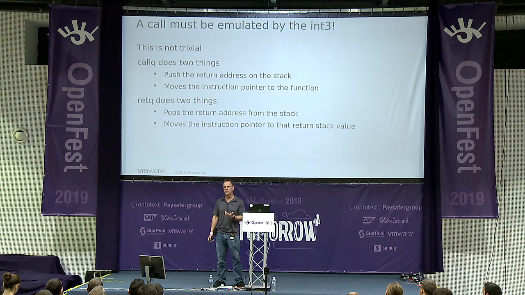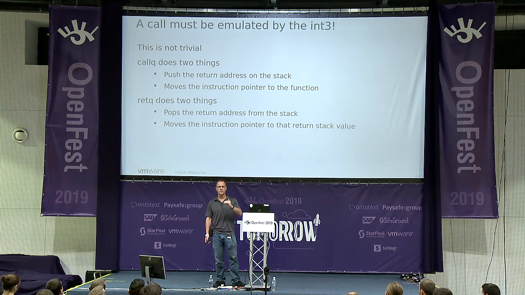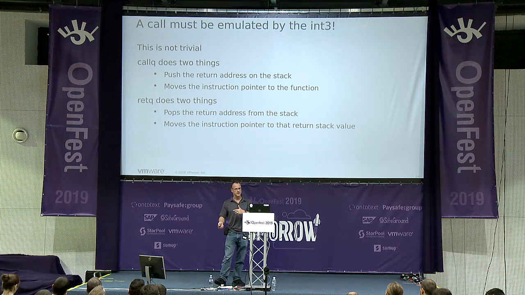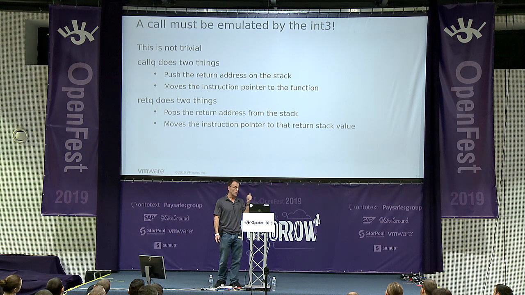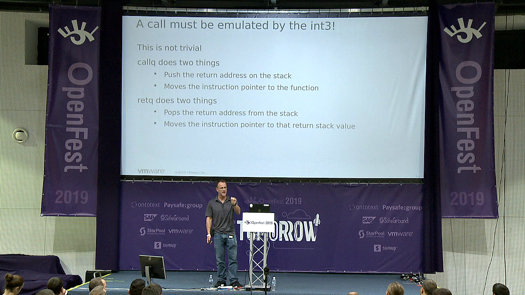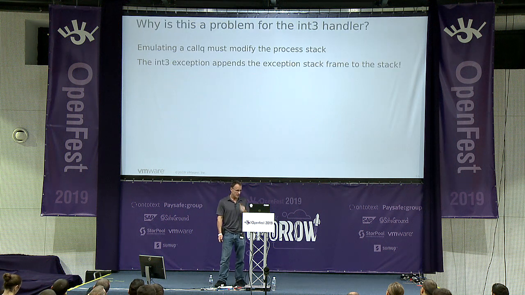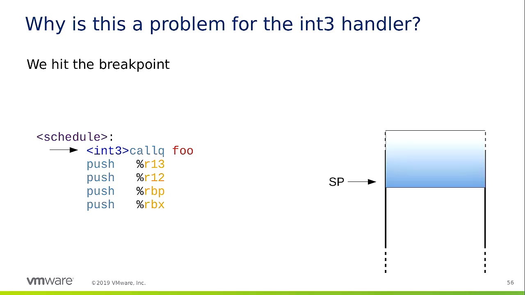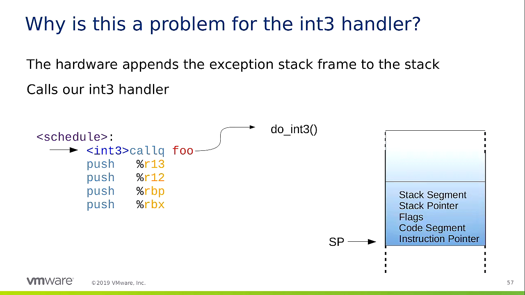Because a call doesn't do one thing, it does 2 things. I told you earlier, it pushes the return address onto the stack and then changes the instruction pointer to go to where you're calling. And the return does the opposite. It pops from the stack and goes. So we need to emulate the function call, we need to push the return on the stack. And that's where things get tricky. So this is why. When we're running and we hit that int3, remember I told you that we save state? Well, we save a bunch of state on the stack.